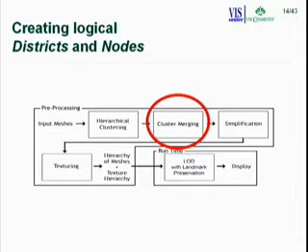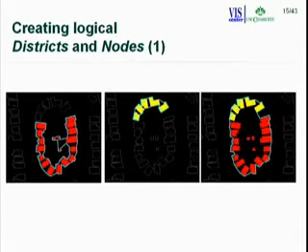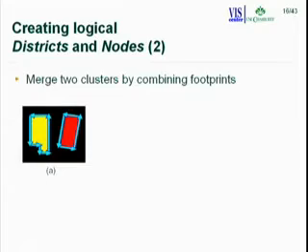Okay. So once we have the clustering, the next thing to do is to merge the clusters together to create logical districts and nodes. Here's an example of what we mean by creating a logical district. You have one cluster of buildings in red, the other cluster of buildings in yellow, and the blue outline shows what the merger would be. And this is what it should look like, where the blue outline encompasses all of them together, including the black space in the middle.